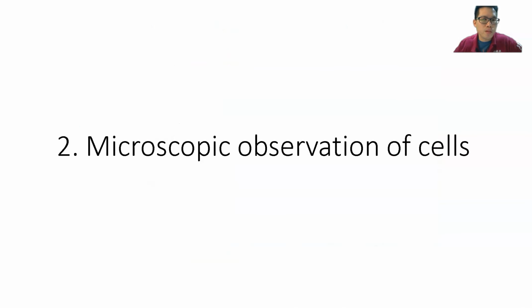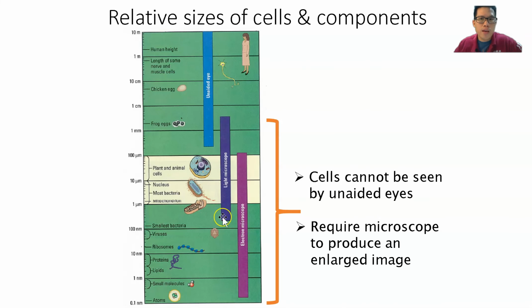How do we observe these cells? You can use the microscope. You need the microscope to observe the cells, especially what is happening inside. This shows that whatever is below this size, our naked eye cannot see, and we require the aid of the microscope to look at the more detailed structure.